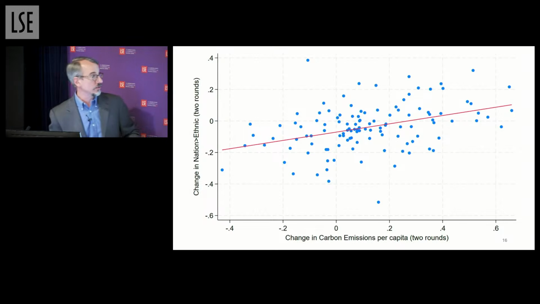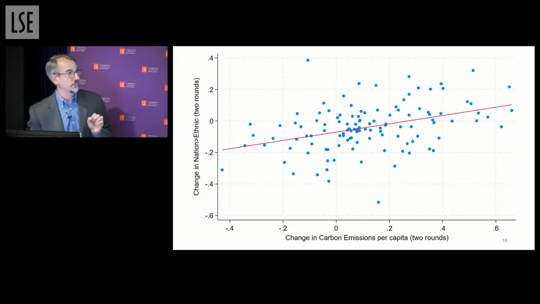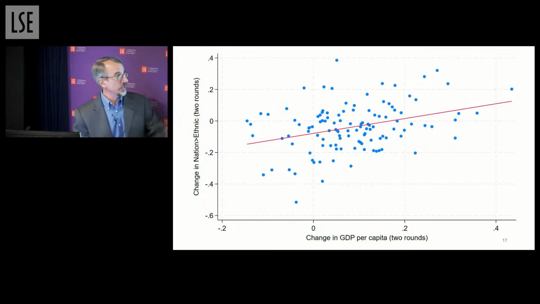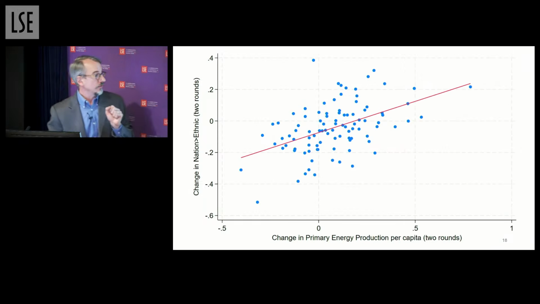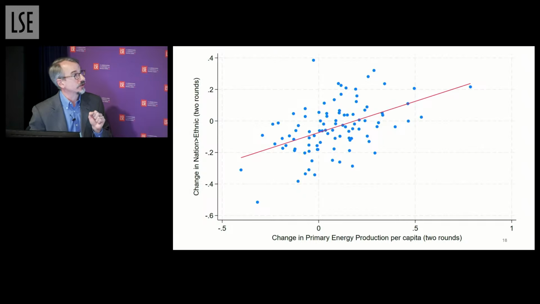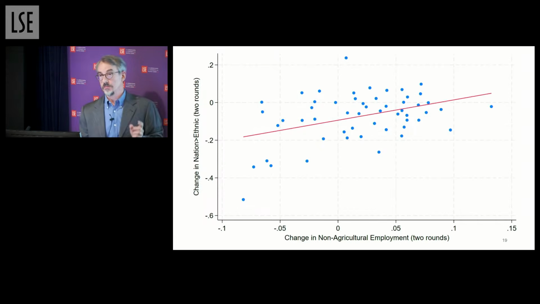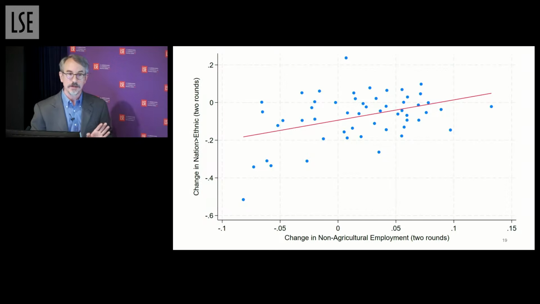This is carbon emissions data. Again, each observation is a change between 2 rounds by country. This is GDP per capita. Again, we see an upward sloping curve. This is primary energy production. And here is non-agricultural employment. Again, not a perfect measure, I admit.